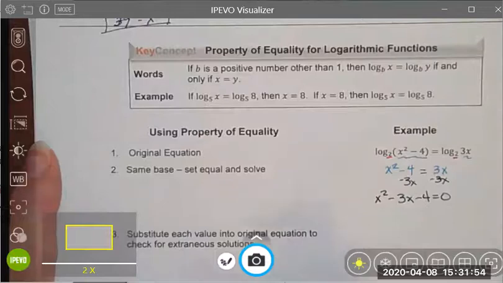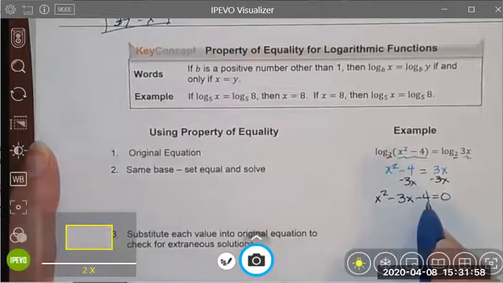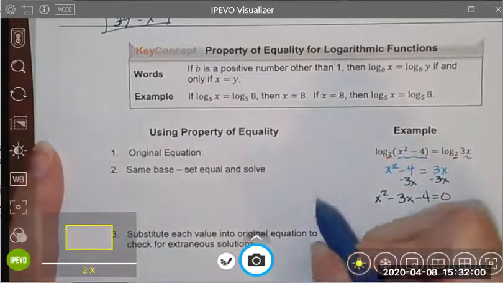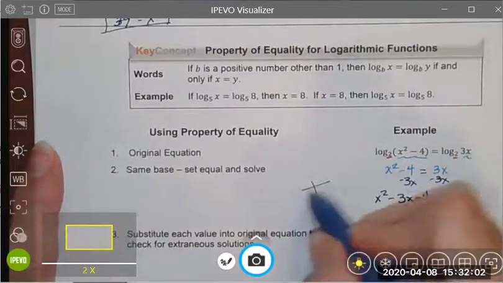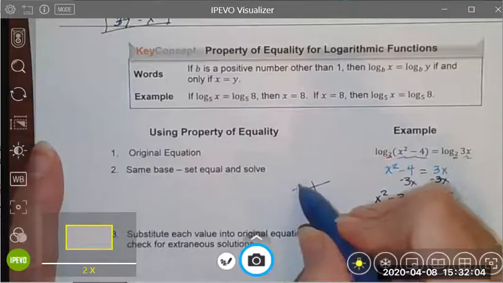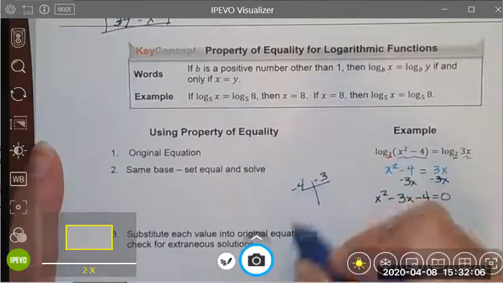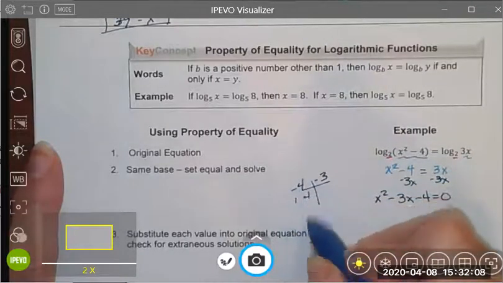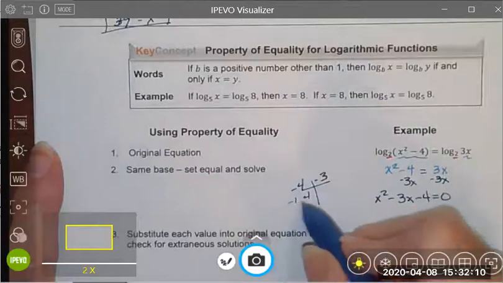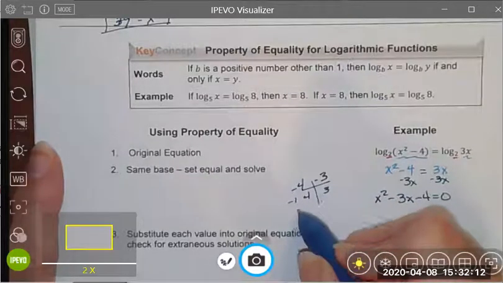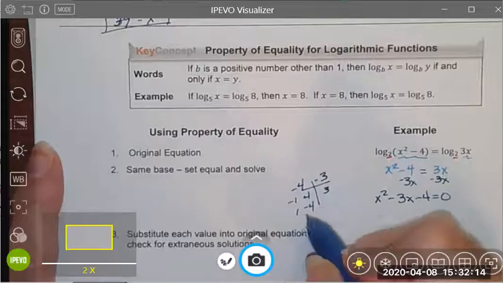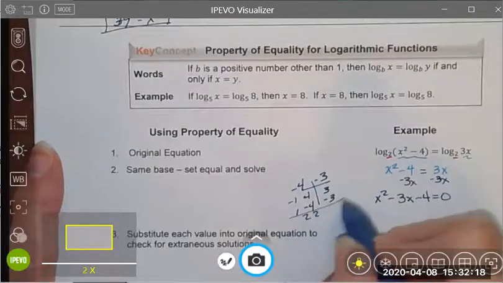When I'm factoring, I'm going to find factors of a times c, -4, that add up to -3, sorry. So factors of -4 that add up to -3: 1 and 4, that would add up to a +3; 1 and -4; 2 and 2. Those are the different combinations. 1 and -4 is the one I'm looking for.